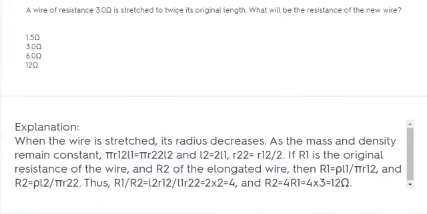A wire of resistance 3.0 ohms is stretched to twice its original length. What will be the resistance of the new wire? 1.5, 3.0, 6.0, 12.